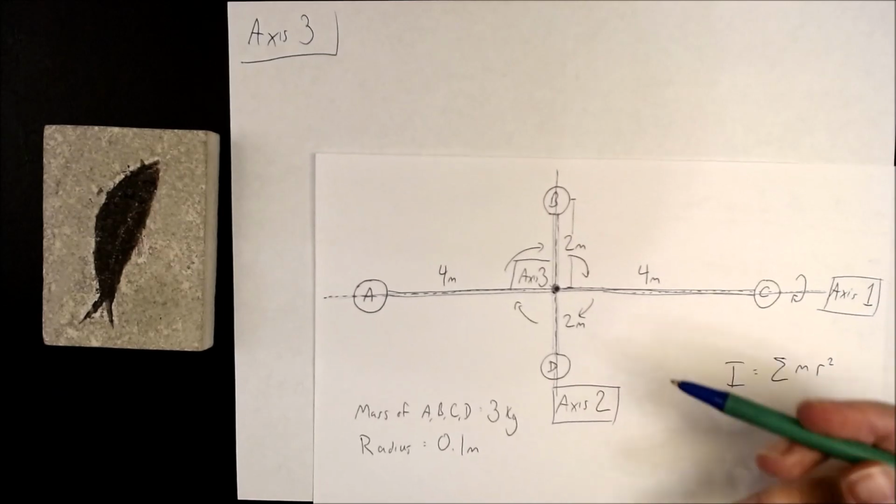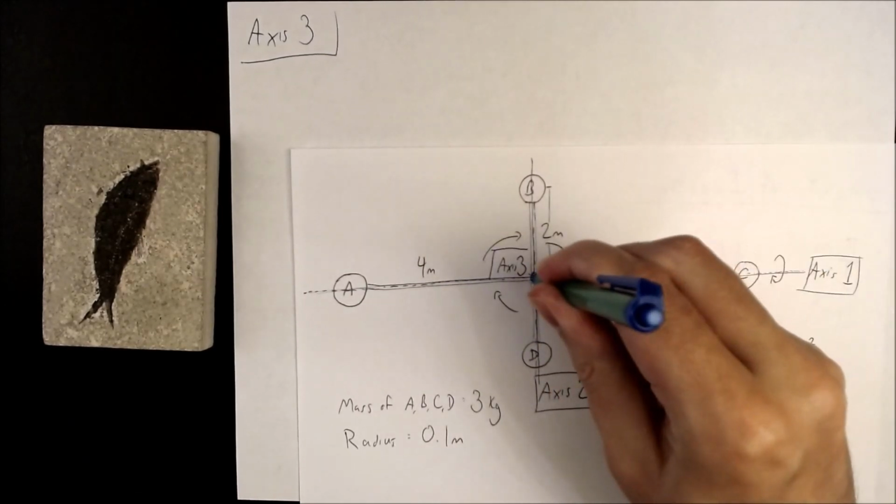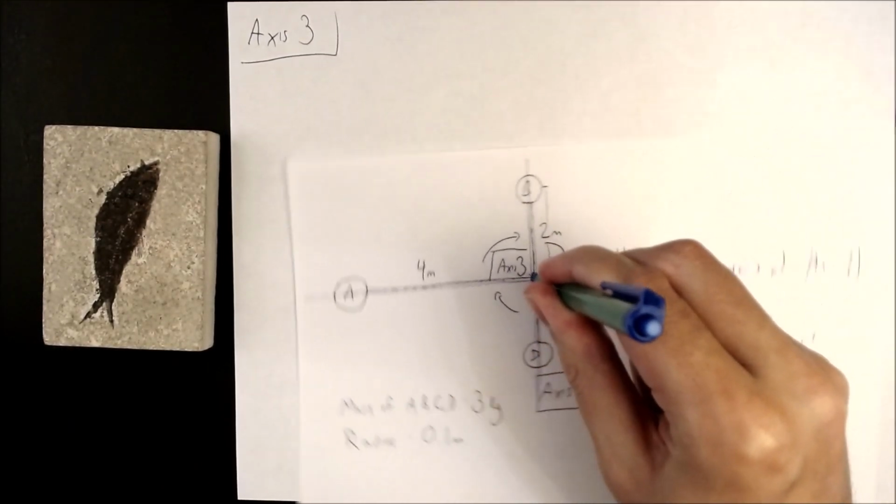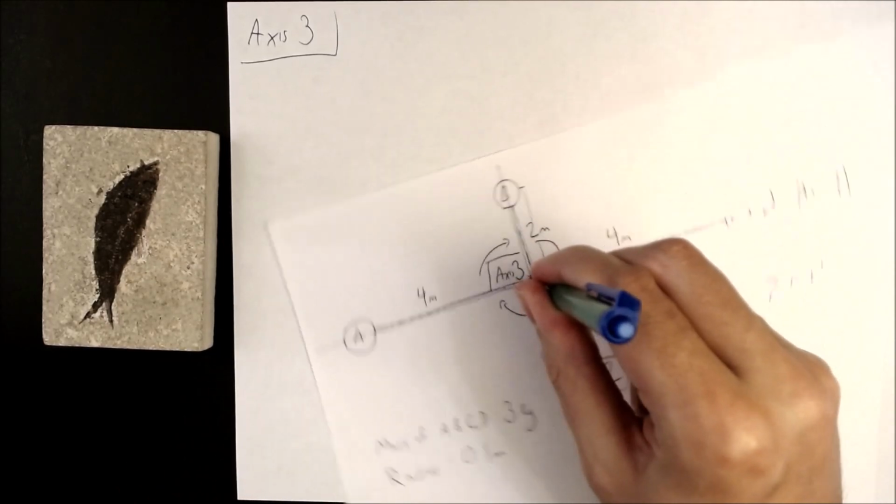Remember, axis 3 is this axis going through the center there. We can rotate it through that axis.